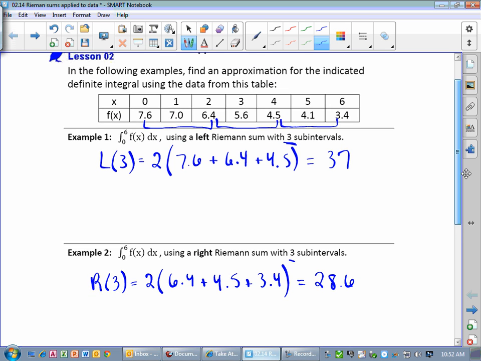What if I wanted 2 subintervals? We'd go from 0 to 3 and 3 to 6. What if I wanted 12 subintervals? That would be true, but if I wanted 12 subintervals, I would have to say, I'm sorry, I can't do that. You're only given six function values. I don't know what's happening at 0.5. Like I say, at 0 we get 7.6, at 1 we get 7, but at a half it could jump up to 1700.